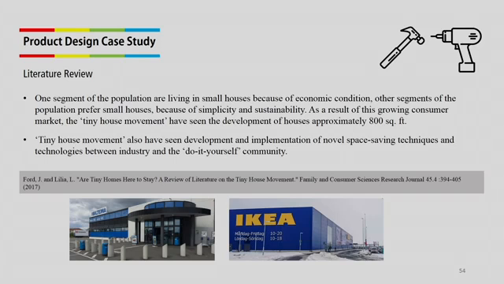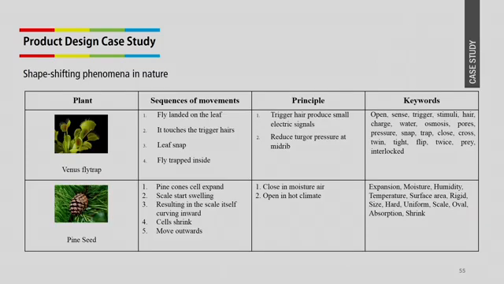With this brief, we started our concept generation phase. In this, first we analyzed nature, where we can see shape shifting phenomena. For example, Venus flytrap, pine seed and others. I am showing you only two. We have done more of this kind of analysis, where we looked at the sequence of movements in those kinds of plants. We also saw different kinds of principles in those plants.